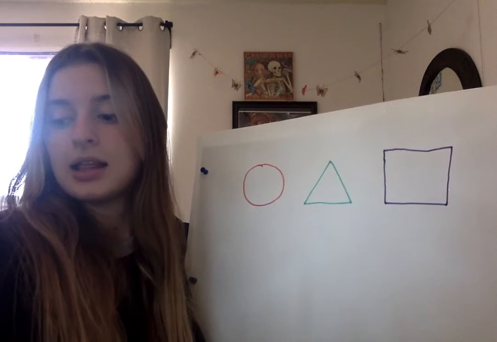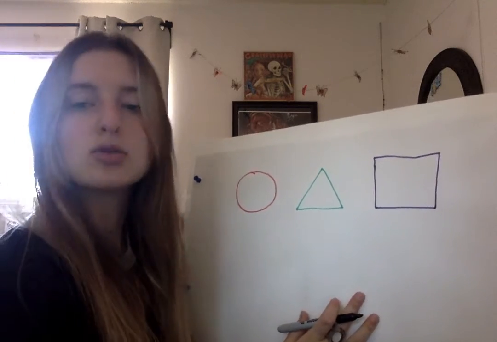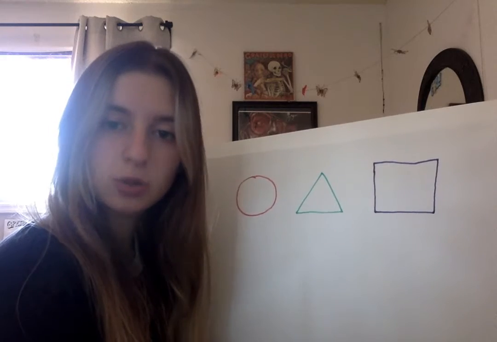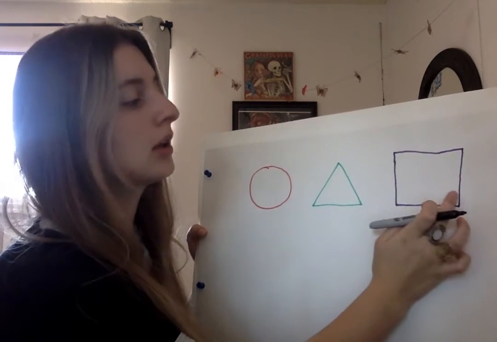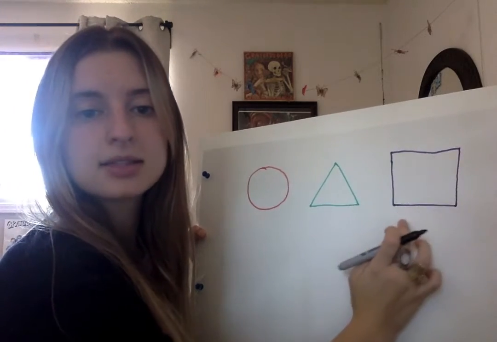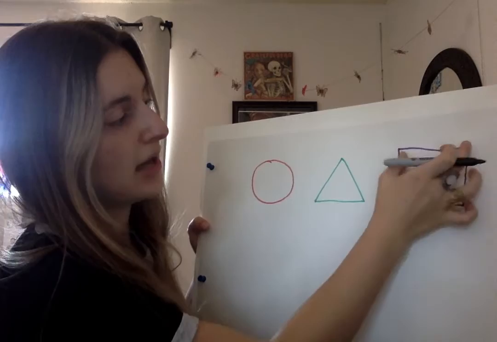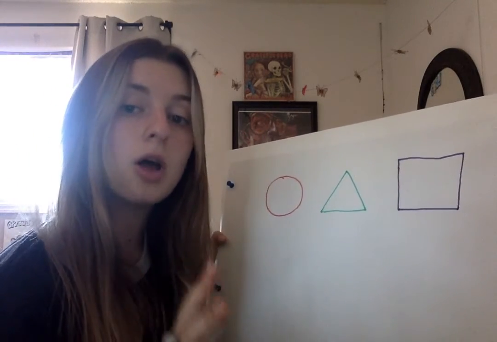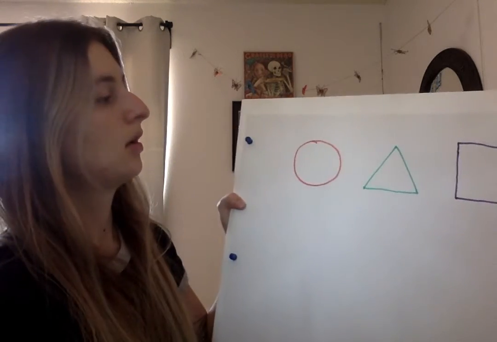And the next shape that we are going to do is a rectangle. A rectangle is pretty similar to a square, but in a square, all 4 lines are equal lengths. So they all equal the same and match up. With a rectangle, 2 of the lines are going to be longer and 2 of the lines are going to be shorter. Awesome.